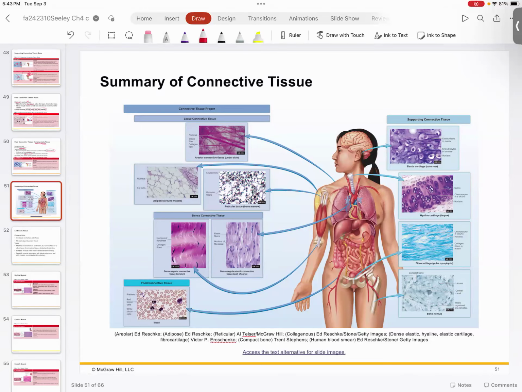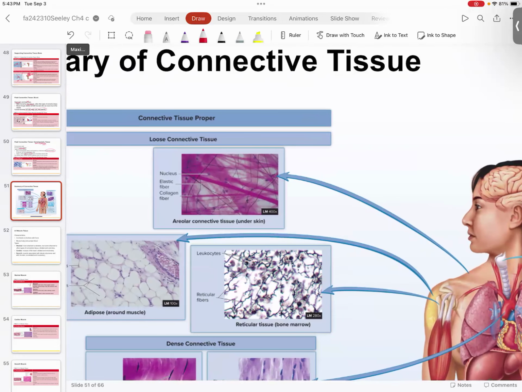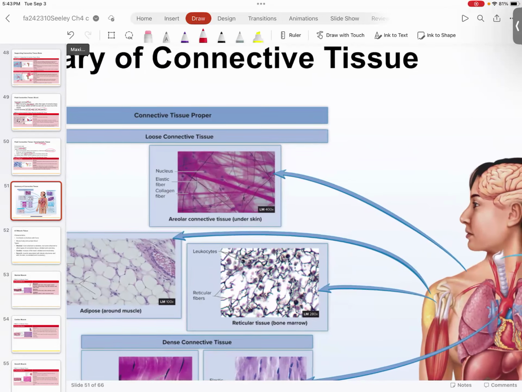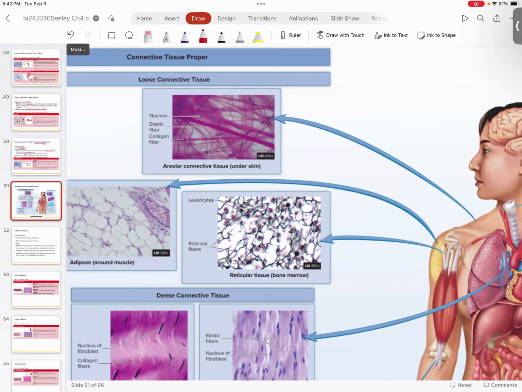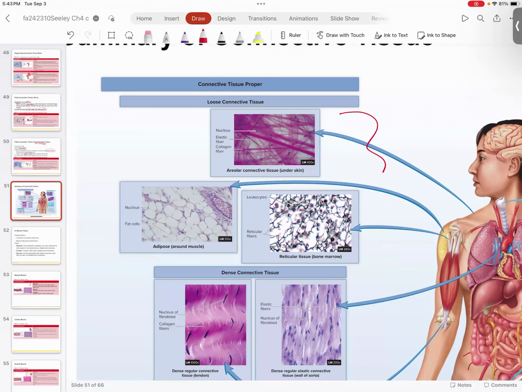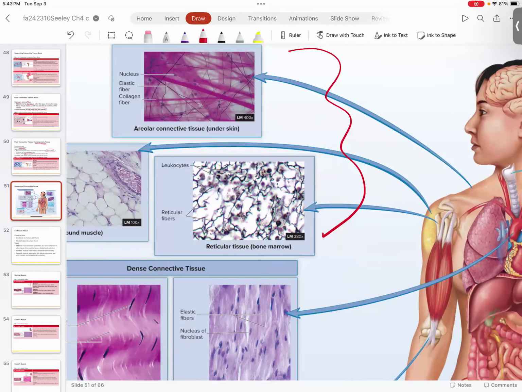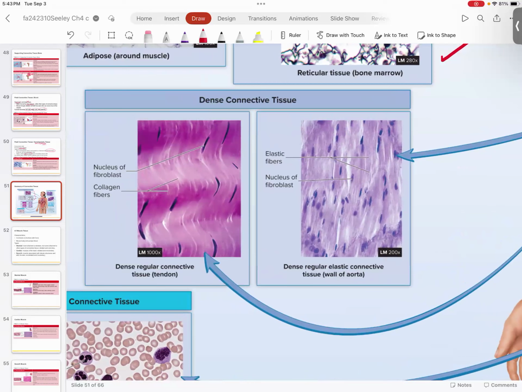So this is kind of a summary of the connective tissue. If you take a look at it, you can see you've got your connective tissue proper, where you have your loose connective tissue. So there's a shot of areolar, adipose, and reticular. Those are the top three, these three right up here. And then you have your dense connective tissues. So you have your regular collagenous and regular elastic, side by side next to each other. The left hand one is collagenous. That's your tendons and ligaments.